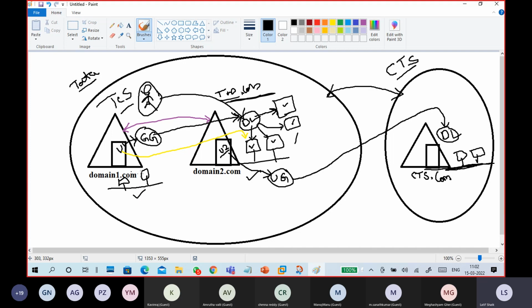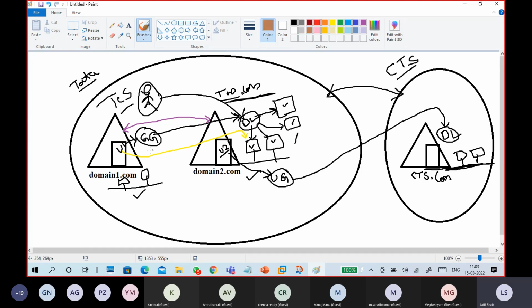So this is both in the same forest. Here it is a different forest, but to access the local resources, any user must be a member of a domain local group only. And to jump out of your domain, meaning you want to access a different domain's local resources, you should be a member of a global group. You may get confused here.